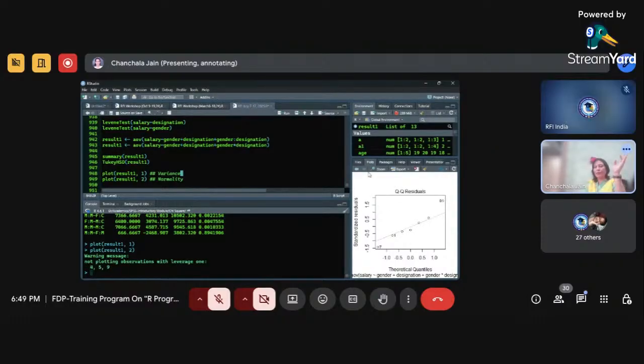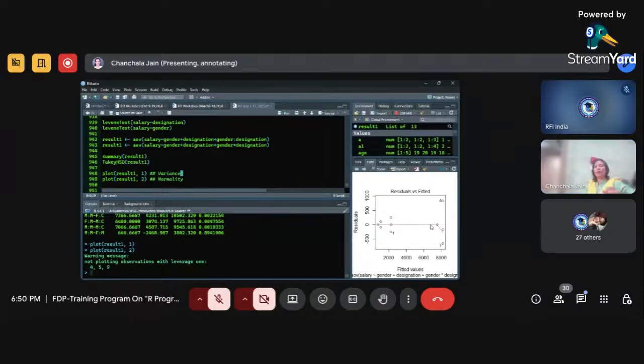Then talking about the residual, you need to see the middle line. This middle line is generally the 0 line. We need to see that the data points should be scattered, meaning they should not form any particular form.